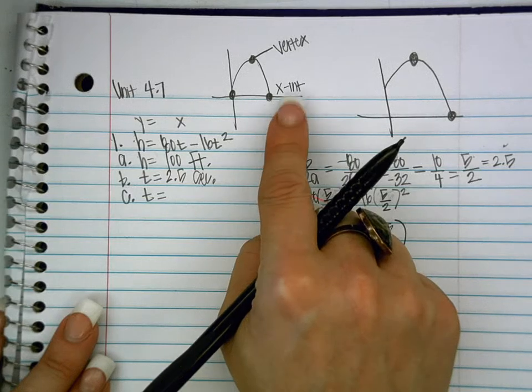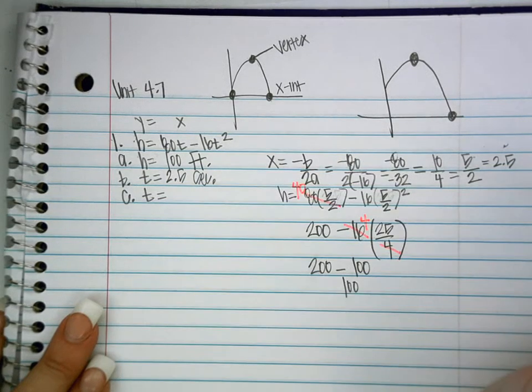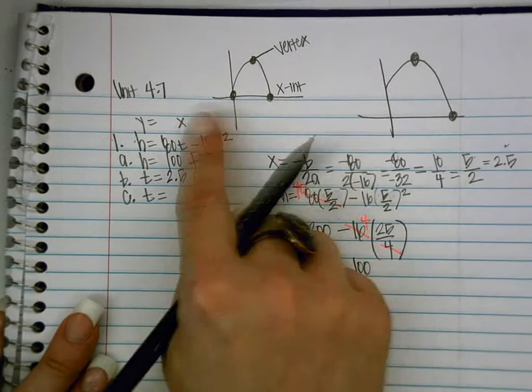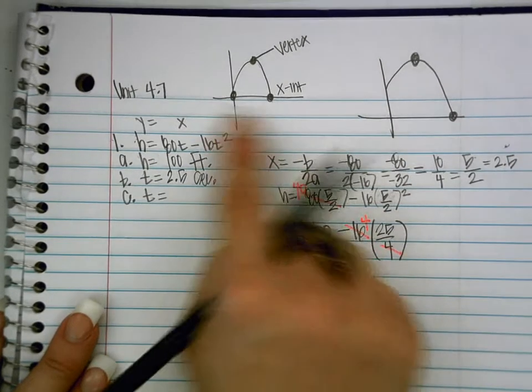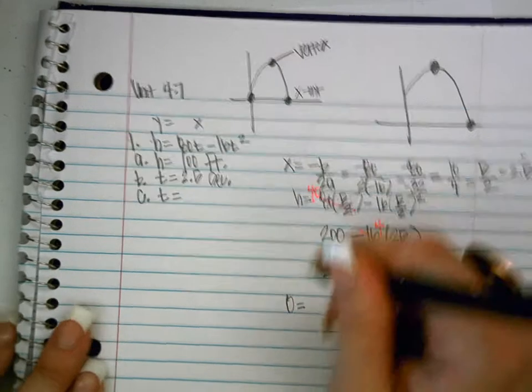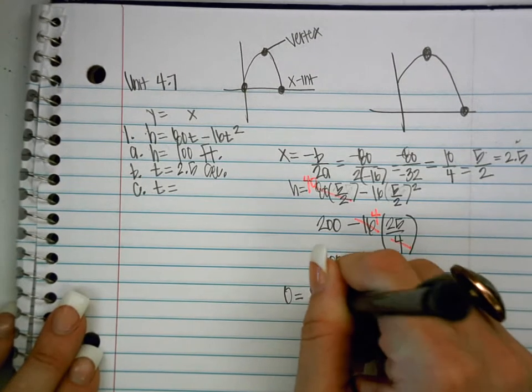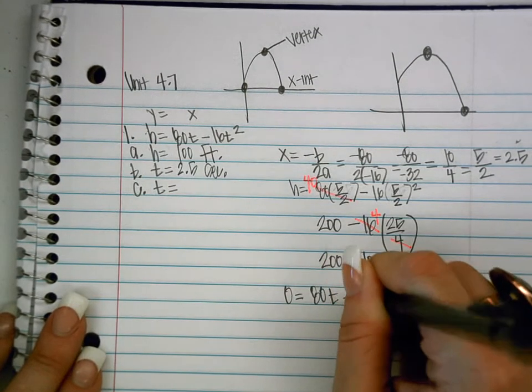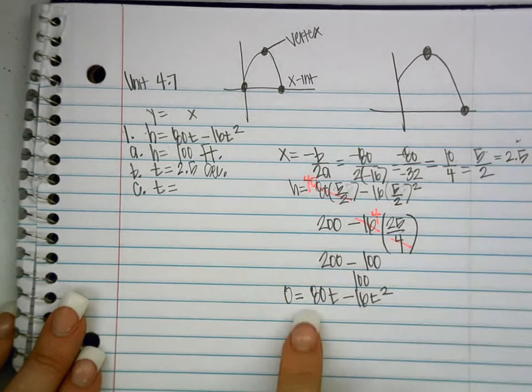X-intercept. So how do you find x-intercepts for something? Plug it in, set it equal to 0, right? Because the height is 0 at the ground. So 0 equals 80 times t minus 16t squared. How do you solve here? How do you solve for t?